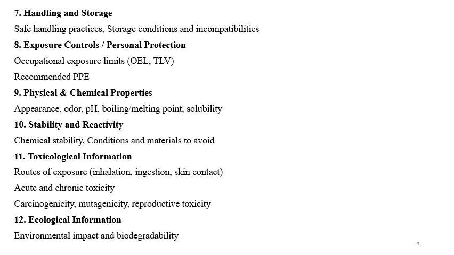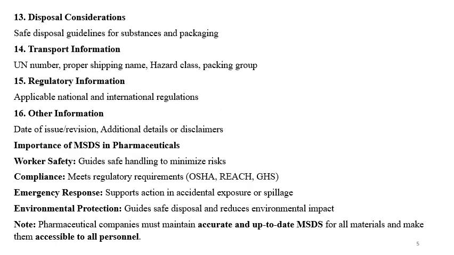Information included in the toxicological information: routes of exposure like inhalation, ingestion, skin contact, acute and chronic toxicity, carcinogenicity, mutagenicity and reproductive toxicity. So the toxicological information like general toxicity, acute toxicity, chronic toxicity, carcinogenicity or potential of the carcinogenicity, mutagenicity, reproductive toxicity, all this information is given in the MSDS. Ecological information, environmental impact and biodegradability of the material is given.